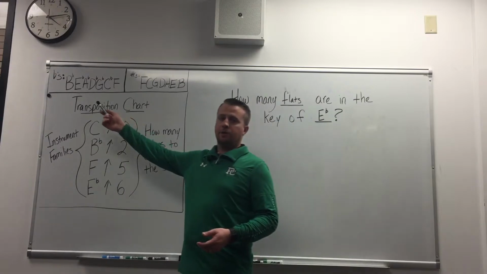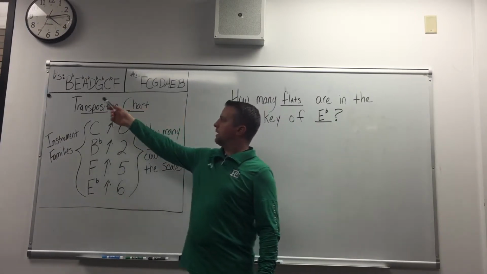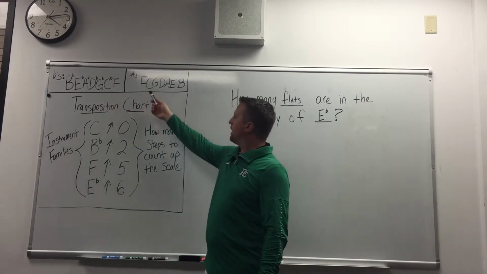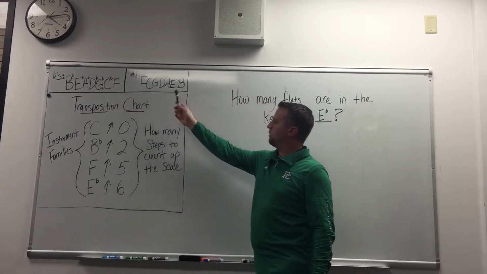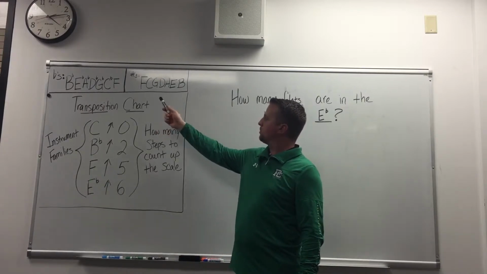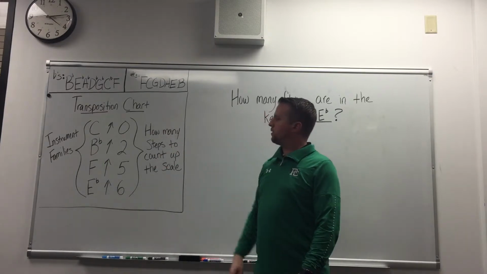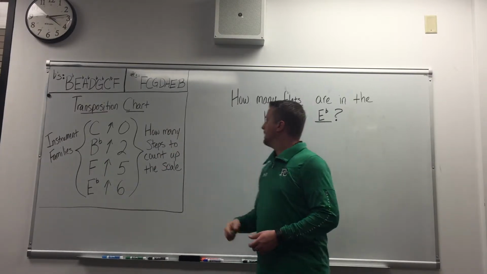First of all, you have to always make sure that you remember the order of flats, then the order of sharps. BEAD, GCF, and then Fat Cats Going Down Alleys Eating Birds is another acronym for that, but they're just spelled backwards. BEAD goes one way, then the sharps go the other way. Don't worry about the transposition chart just yet, so let's talk about the flats.